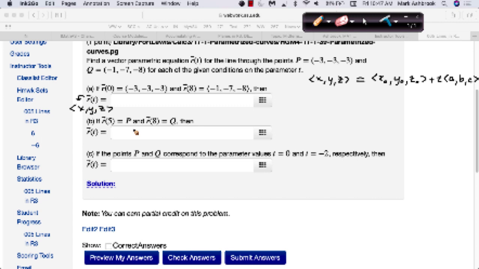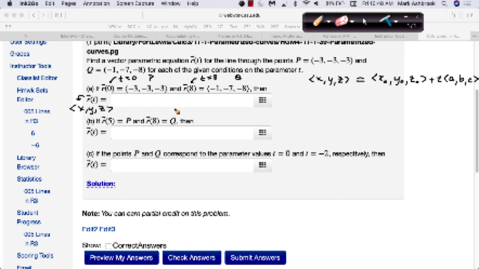And so they want us to get specific forms of the line. So this is saying when t equals 0, we want our equation of the line to generate what? Point P. And when t equals 8, we want the equation of the line to generate point Q. So let's start with the first. When t equals 0, we want to get point P.